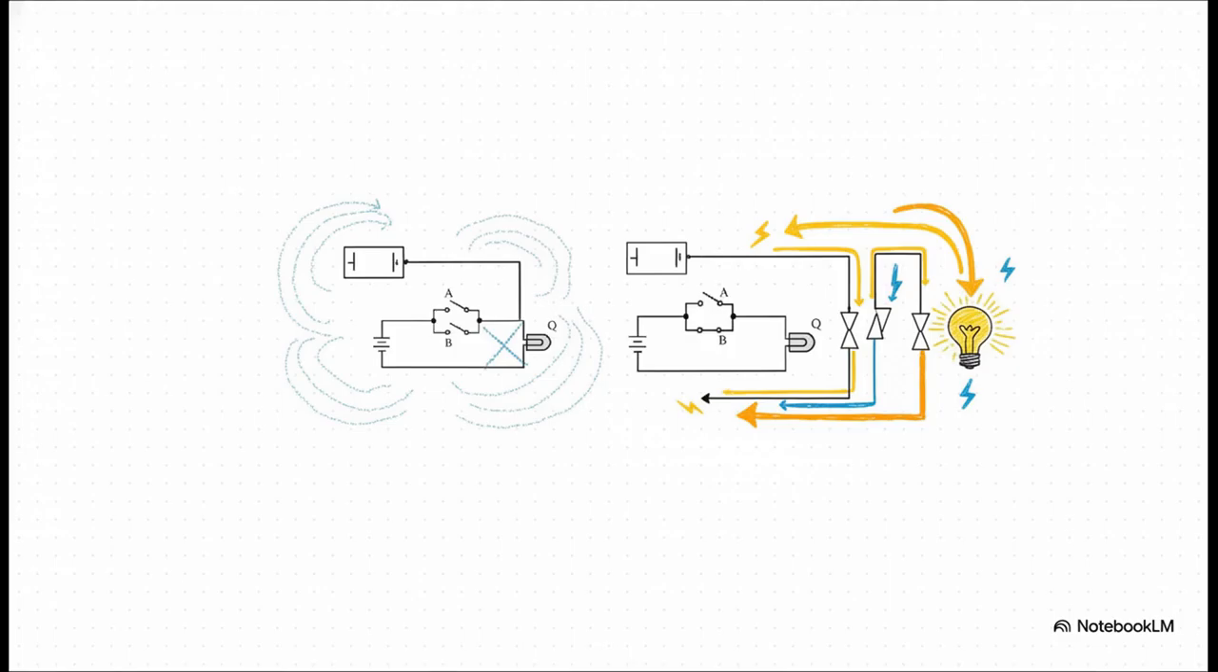What that does is it gives the electricity 2 different paths it can take. So all you need is for switch A or switch B to be closed, and boom, the circuit is complete and that light is going to turn on.